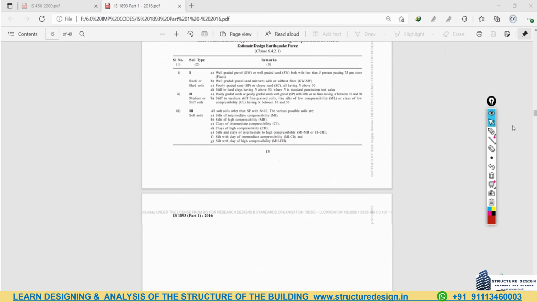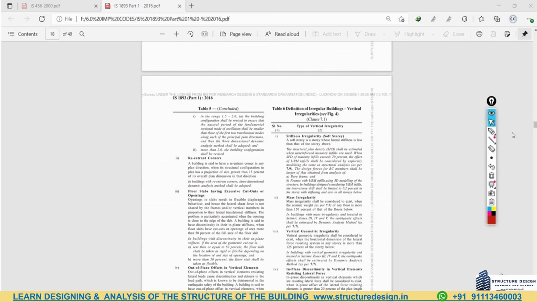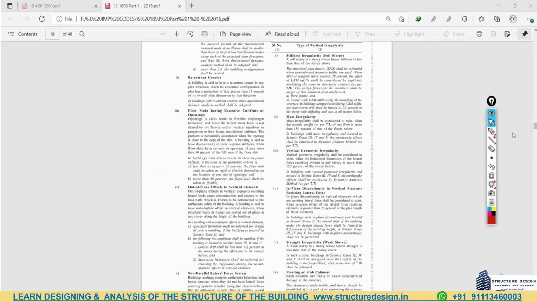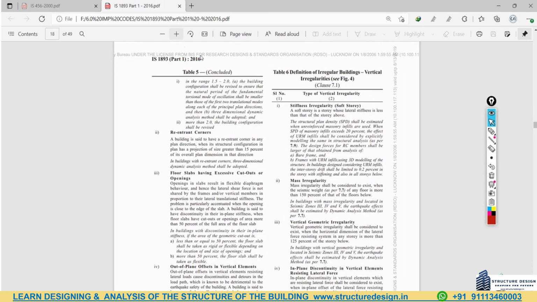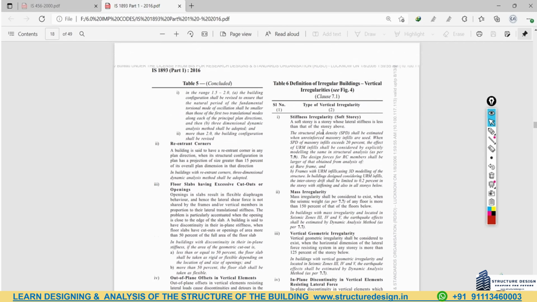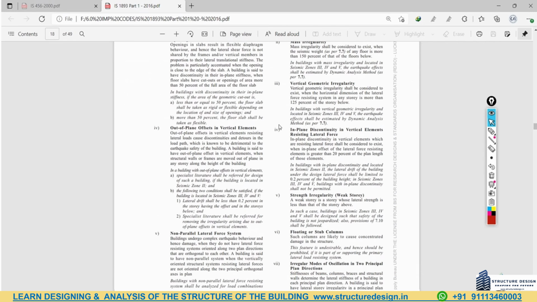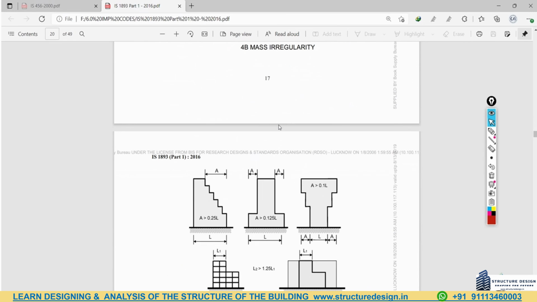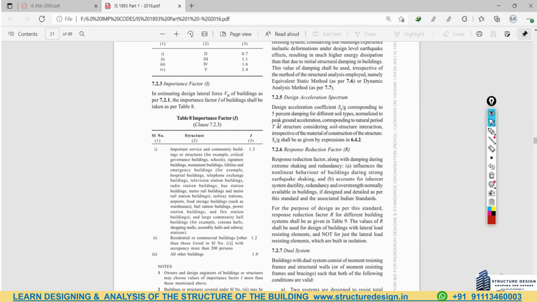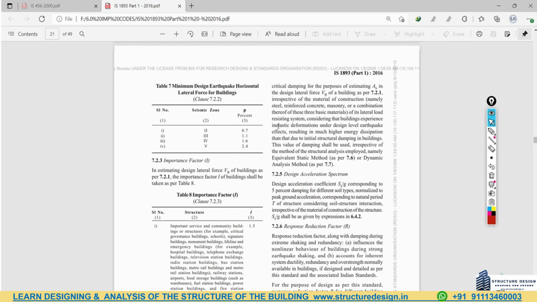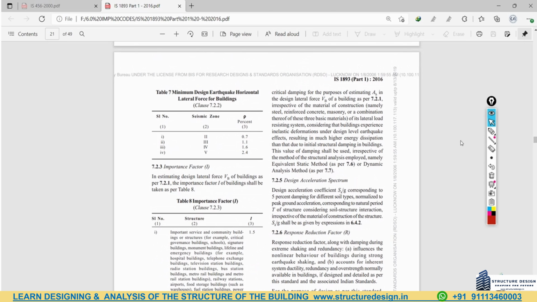When you come more below, you will find different irregularities that actually come in your building, and we have to perform this type of irregularities in your ETABS model also. So later in the lectures I will teach you how to perform different irregularities in your building, and also how you have to perform the mass irregularities, plan irregularities, story stiffness and all. There are a lot of things that we have to perform in your ETABS model here.